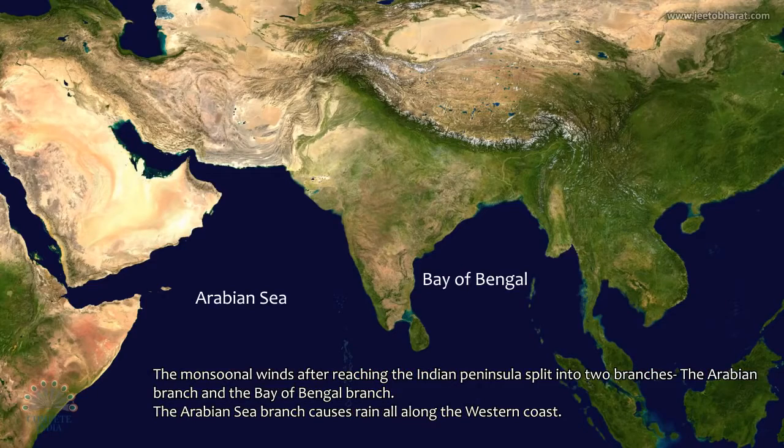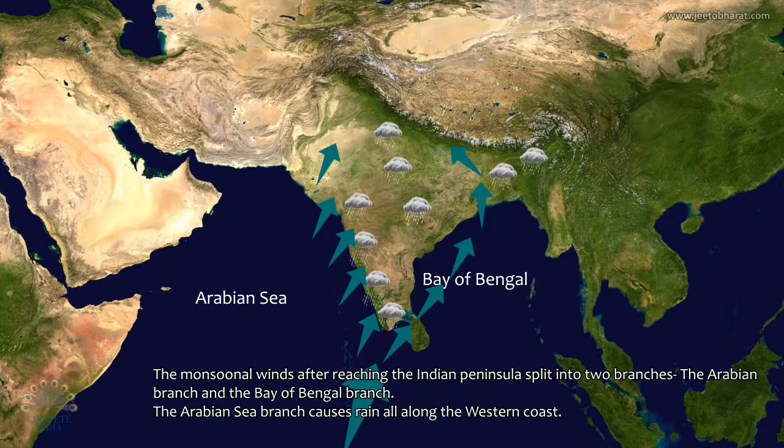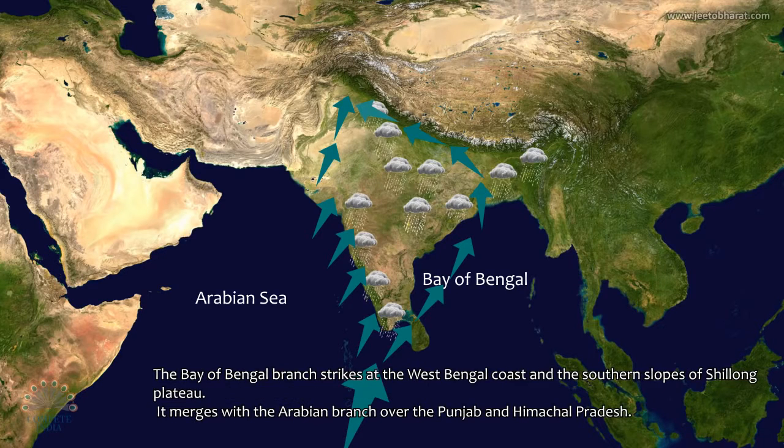The monsoonal winds, after reaching the Indian peninsula, split into two branches, the Arabian Sea branch and the Bay of Bengal branch. The Arabian Sea branch causes rain all along the western coast. The Bay of Bengal branch strikes the West Bengal coast and the southern slopes of the Shillong Plateau. It merges with the Arabian Sea branch over Punjab and Himachal Pradesh.